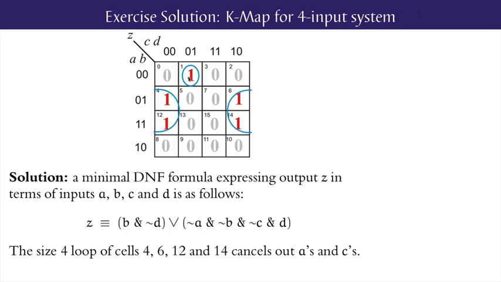The last one, cell 1, is the lonely one, with no adjacent cells containing 1s, so we cannot loop it together with any other cell, and we are left with the last resort loop of size 1. This cell has the ABCD code of 0001, so it corresponds to the conjunction not A and not B and not C and D.